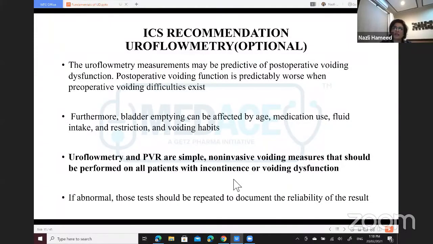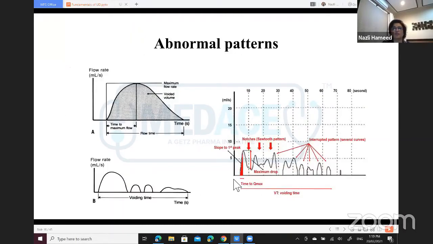The ICS recommendation on uroflowmetry: the key feature is that uroflowmetry and post-void residual urine are the simplest non-invasive voiding measures, which should be performed on all patients with incontinence and voiding dysfunction, especially if they are being subjected to an invasive procedure, and especially if you've already tried conservative measures like medication review, restriction, or modification of the fluid intake. So these are the simplest investigations which should be performed.